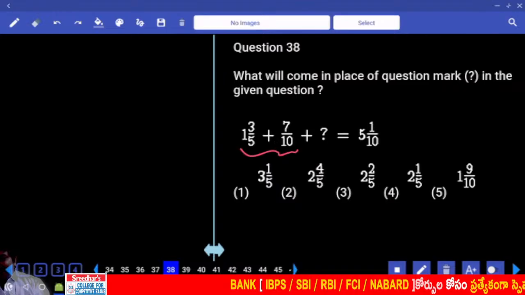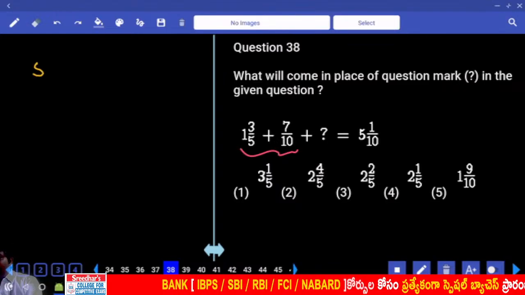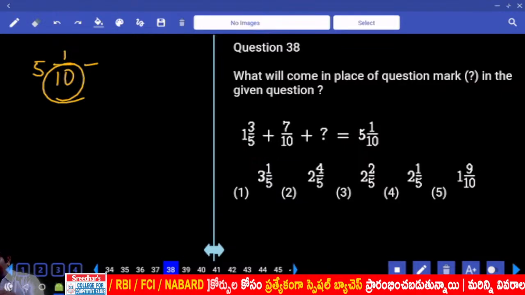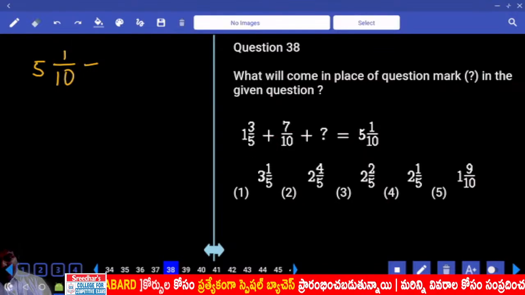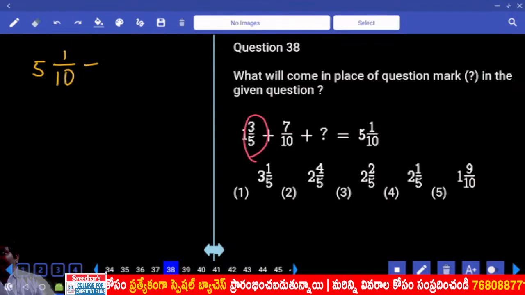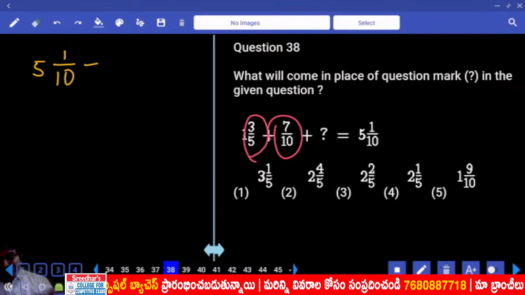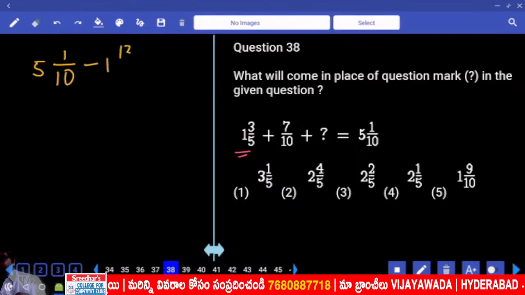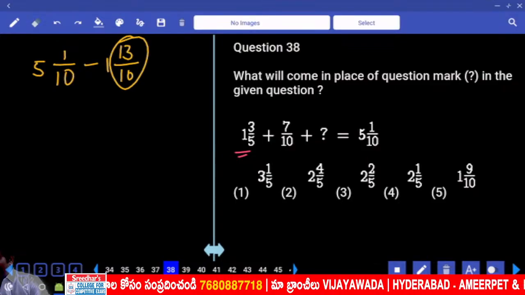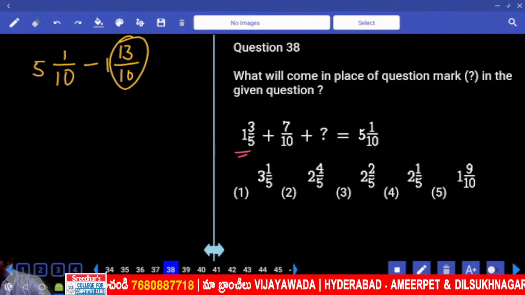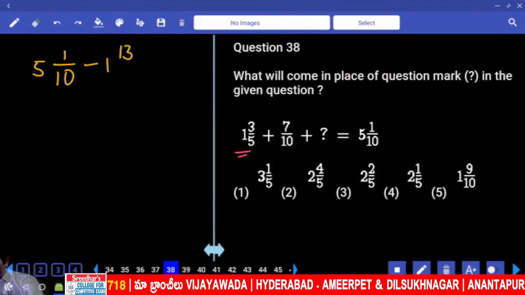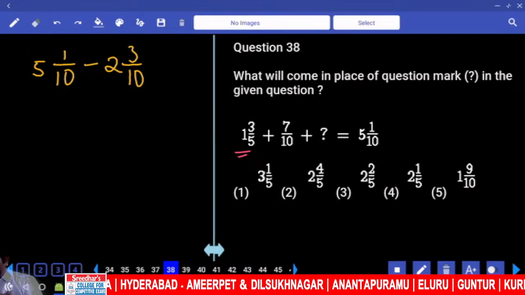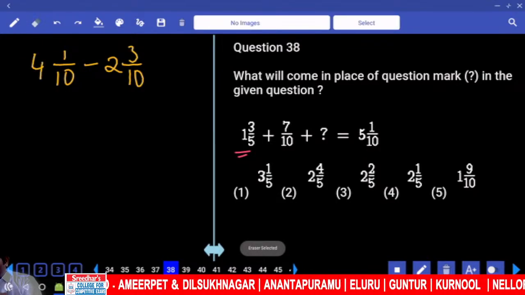Take these two numbers to the right hand side and it becomes minus. Correct? Already we have 5 1 by 10 minus. What is our denominator here? Can we write 3 by 5 as 6 by 10? 6 by 10 plus 7 by 10 is 13 by 10. Already 1 is there. So 1 13 by 10. 13 by 10 can be again written as 1 3 by 10. So total value becomes 2 3 by 10. Correct? So 5 1 by 10, can I rewrite it as 4 11 by 10?